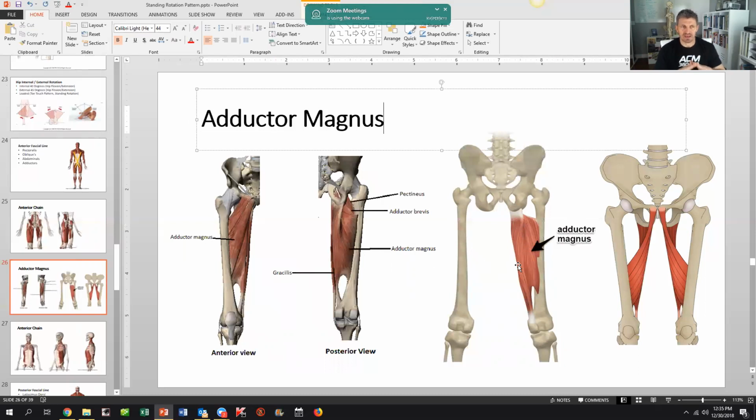who has a posterior chain problem, meaning the glutes aren't their primary mover, they're relying on adductor magnus as a hip extensor. That muscle can be extremely tight and supporting that fascial line to restrict rotation. And you'll probably find that asymmetry in the muscle movements.